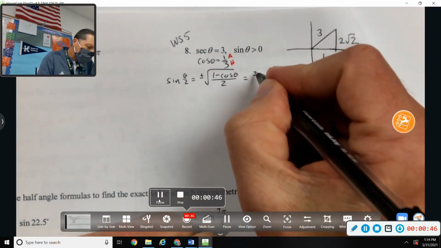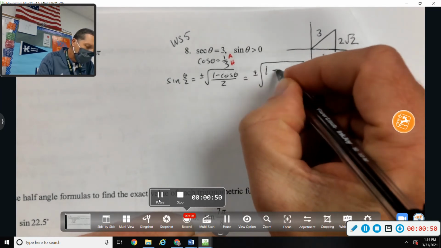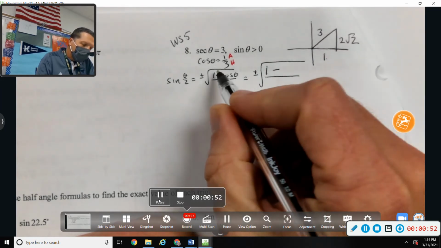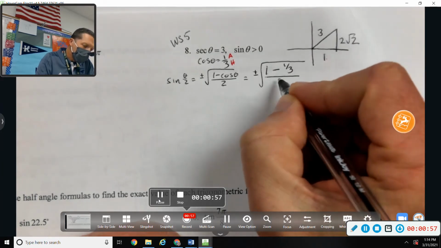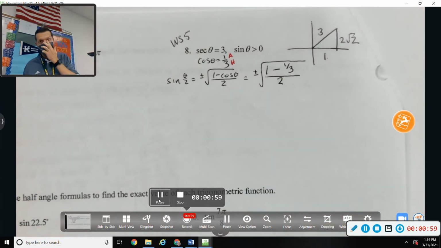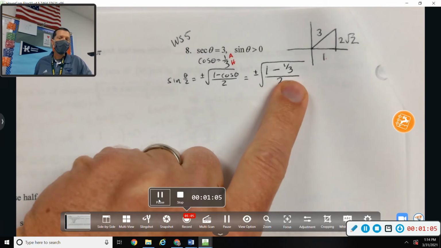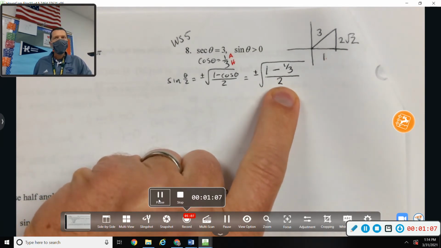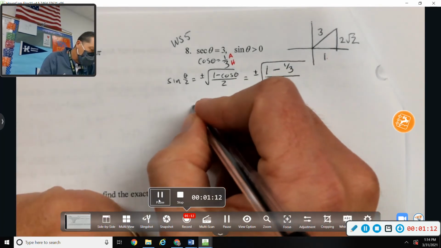So plus or minus, and mental note, I've got to pick one of those later. It's not both of them. 1 minus cosine of that angle is 1/3 over 2. I'm going to do this one without a calculator because I know that 1 minus 1/3 is 2/3, and 2/3 divided by 2 is 1/3. But if you need to type all that in the calculator, you can do it.